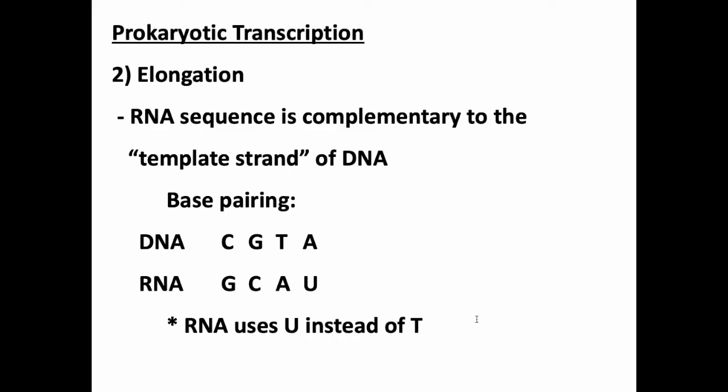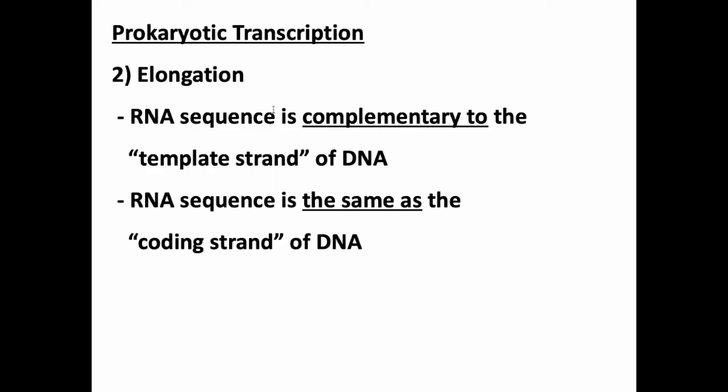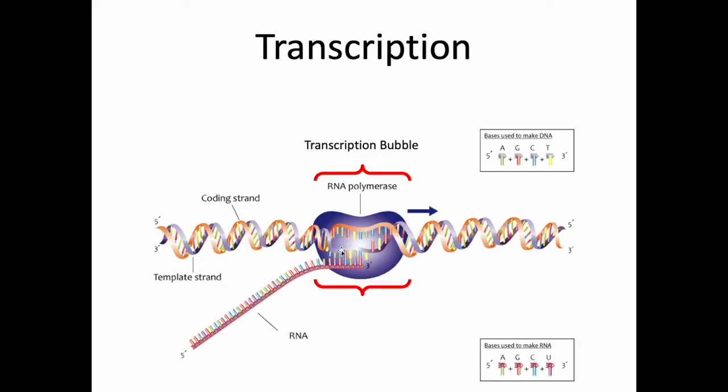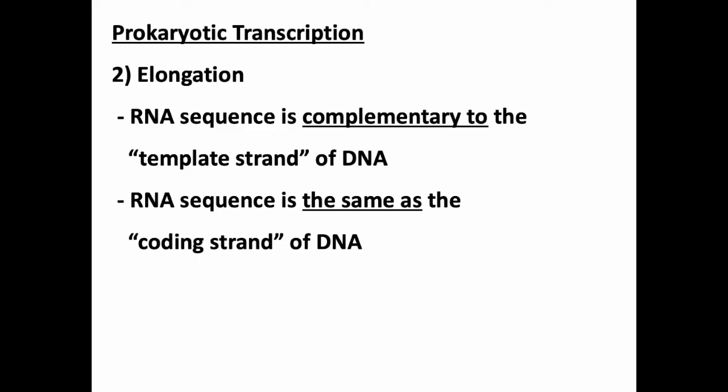RNA uses uracil instead of thymine, so as we're constructing this RNA, it's going to partner up with the DNA according to these rules of complementarity. So, like I said, the RNA sequence that we build is going to be complementary to the template strand of DNA. Here is the template strand, the one down here, and you can see it's being built complementary to this. The other strand is called the coding strand. And the RNA sequence that we are going to build, the piece of RNA that we are building, is going to be the same as the coding strand.